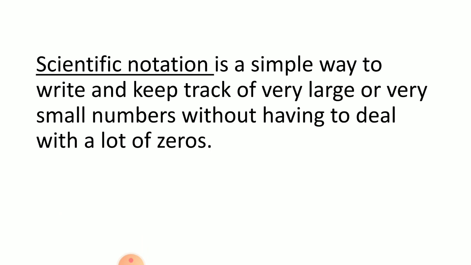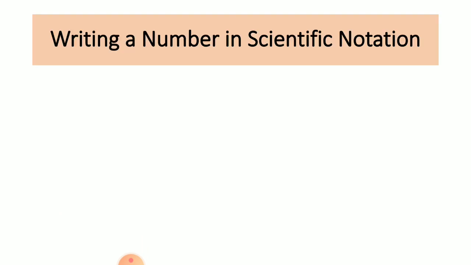Scientific notation is a simple way to write and keep track of very large or very small numbers without having to deal with a lot of zeros. So it provides a convenient way of recording results and doing calculations. So we have here some key points in writing a number in scientific notation. Scientific notation is in the form uppercase N times 10 raised to the lowercase n.